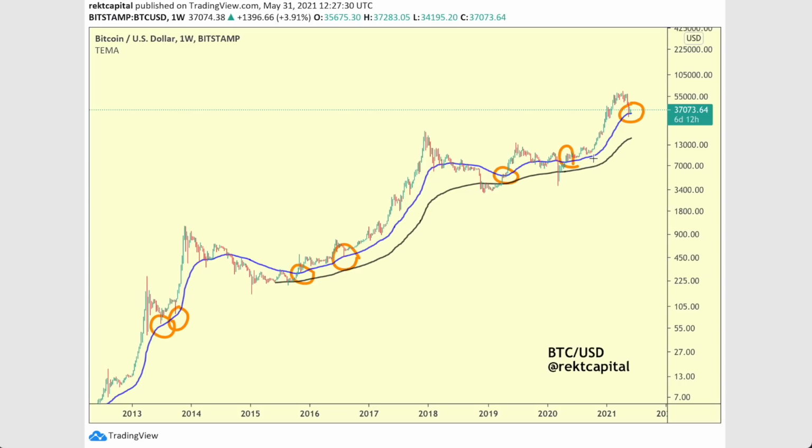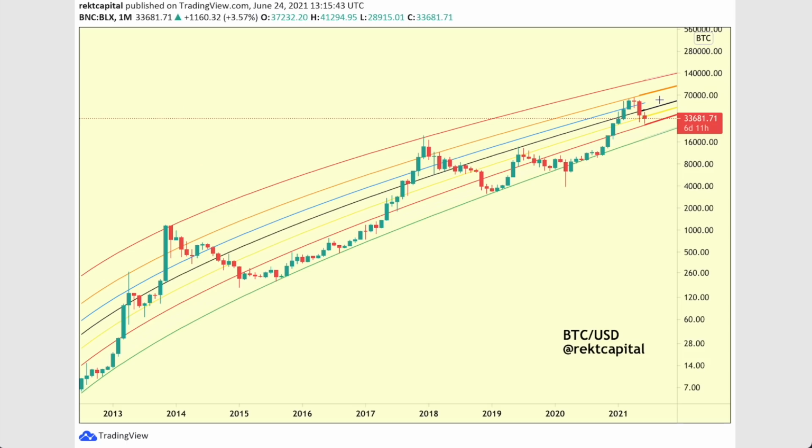Losing this 50-week exponential moving average has preceded significant downside, and this is actually a chart that I made on May 31st, so almost a month ago. But we're still at this 50-week moving average. At the time, it was 37K. Now we're at 34K, still at that 50-week exponential moving average.